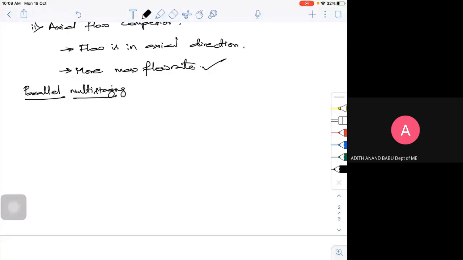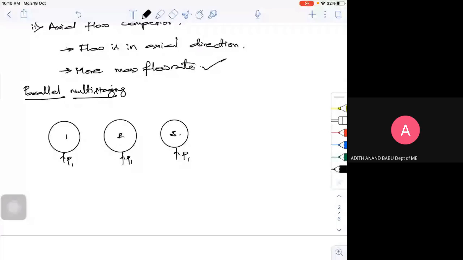Parallel multi-staging means, for example, I will have compressor number 1, compressor number 2, and compressor number 3. All are the same. So what is the input? It will be P1, this is P1, this is P1. P1 is atmospheric. Now what is going to happen? I am compressing it to a pressure P2. So all are at the same pressure ratio.